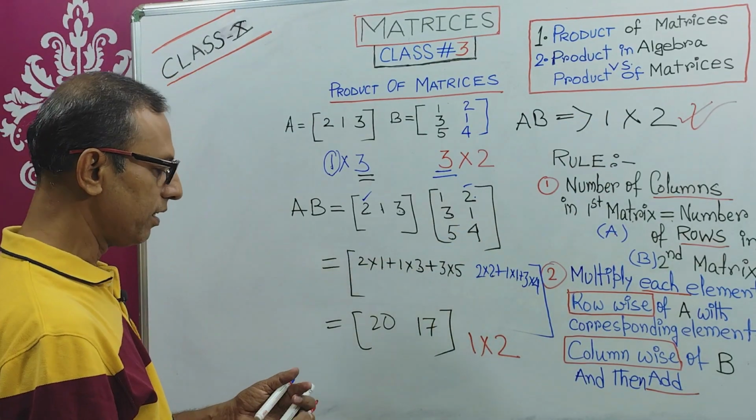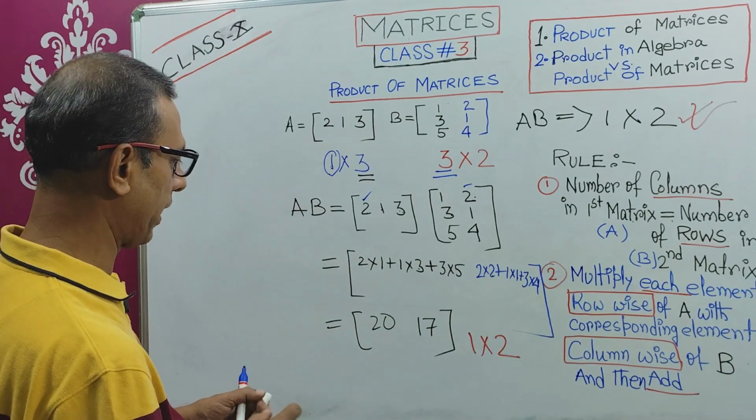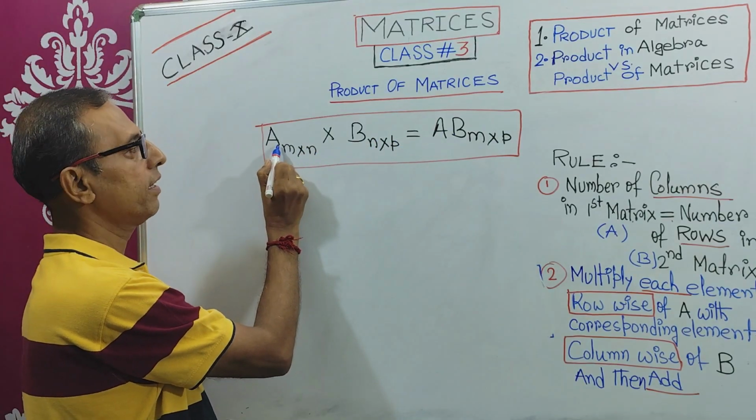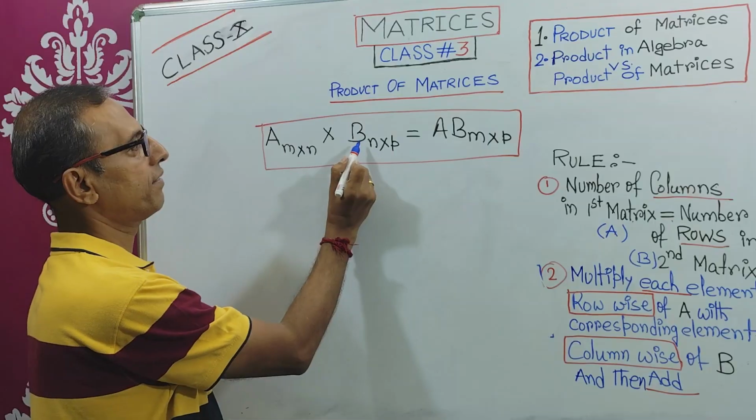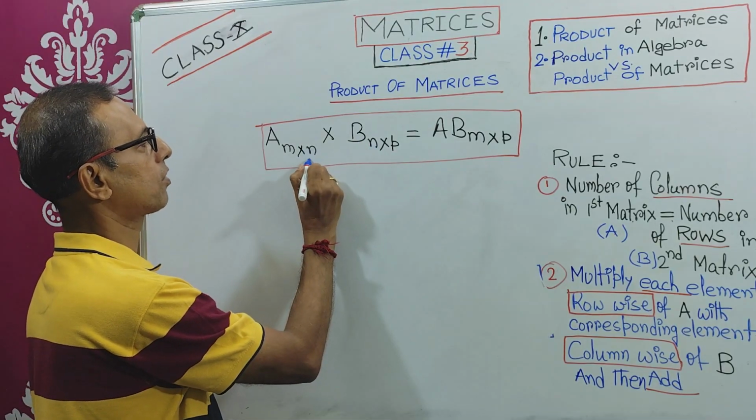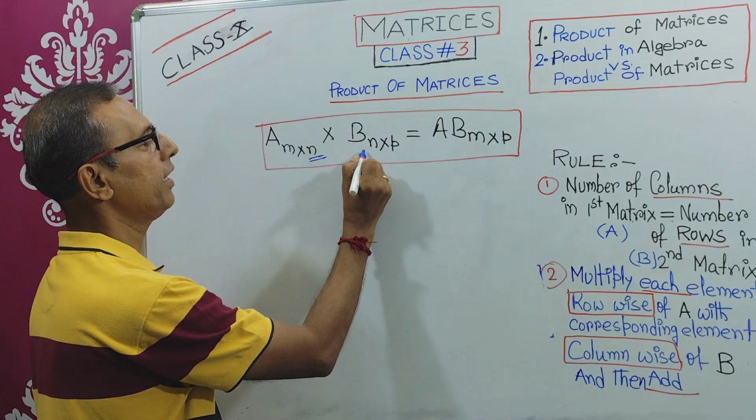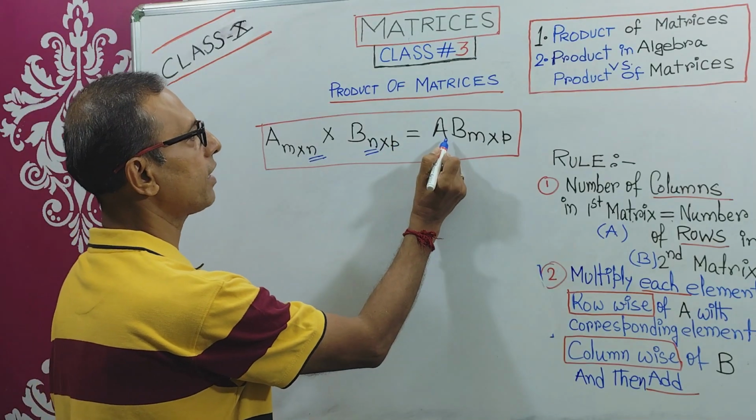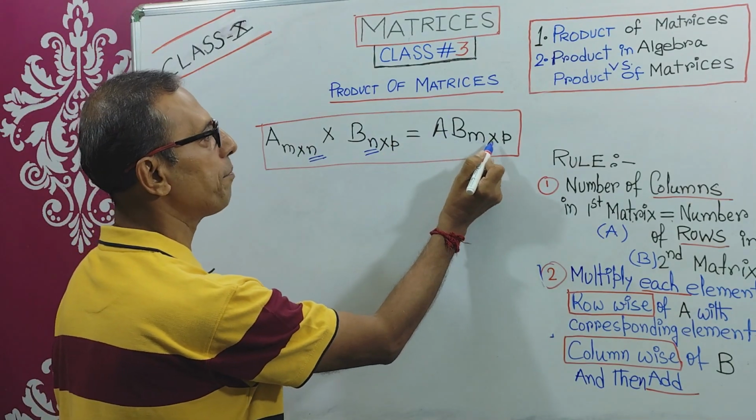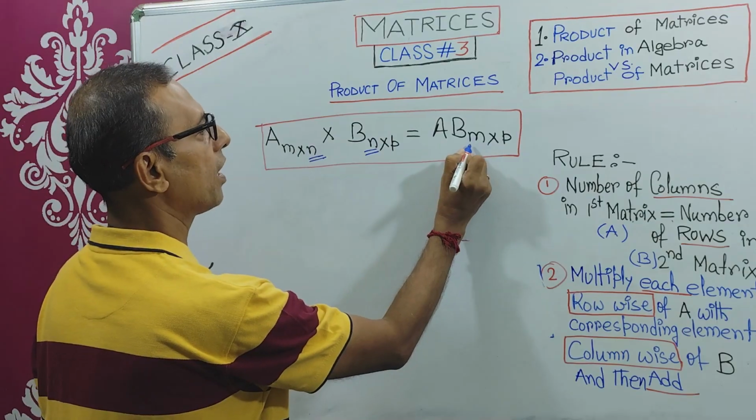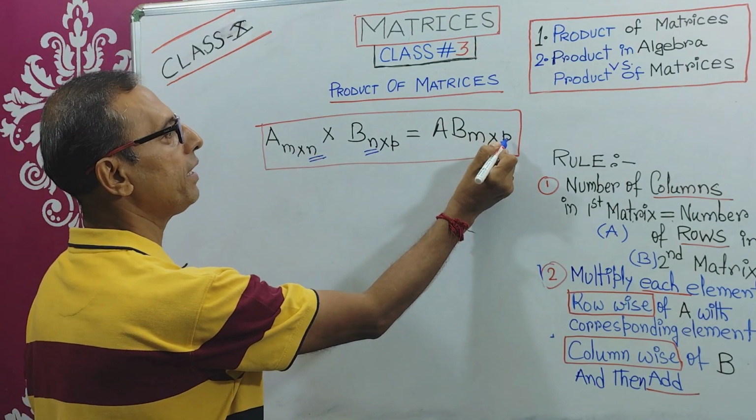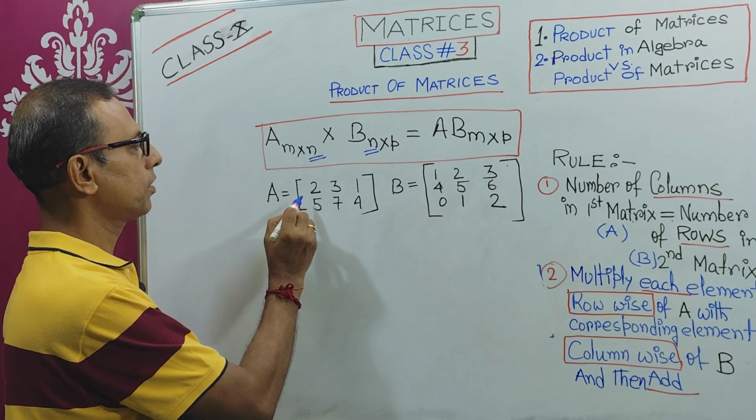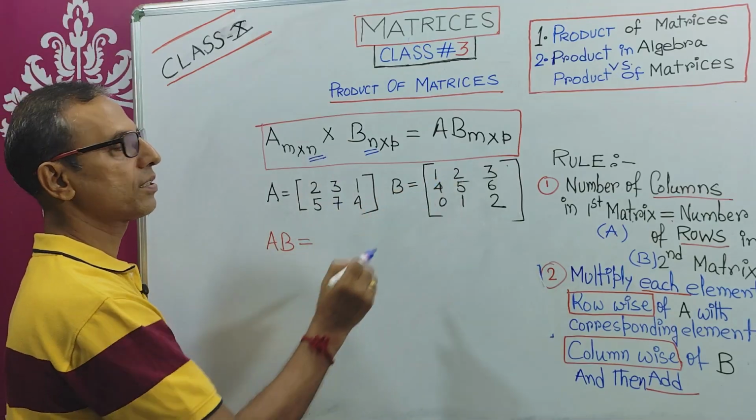So if I generalize this, how does it look like? This is the generalized form. Matrix A, order m by n. Matrix B, order n by p. That means the number of columns in matrix A equals the number of rows in matrix B. That means you can multiply these two matrices. Then the resultant matrix AB will have the order m by p, where m is the number of rows in the first matrix and p is the number of columns in the second matrix.